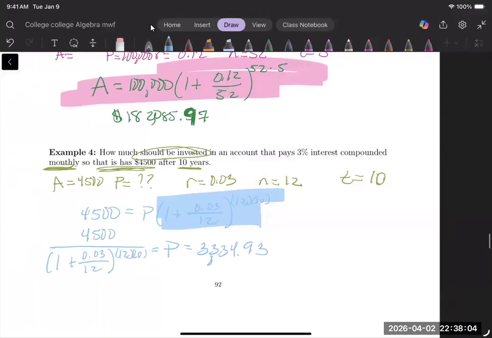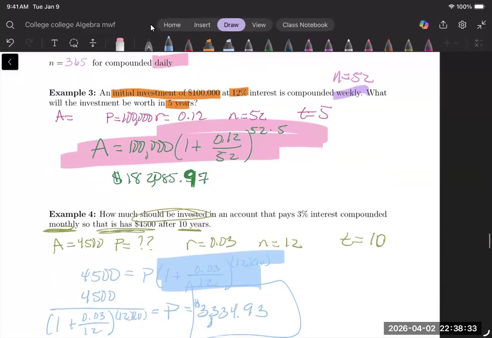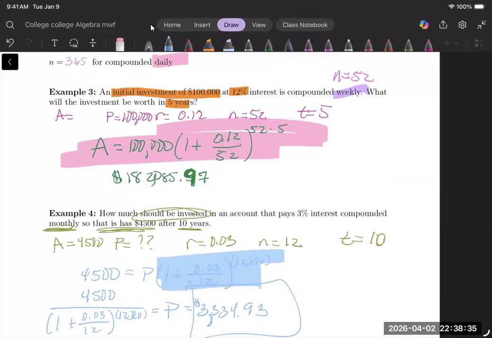333,493. Okay. So we should deposit $3,334.93 into an account today so that in 10 years, oh boy, we can get like less than $200. That is because 3% interest is not a ton and compounding monthly is not a lot. Again, because of the difference between 12% and 12% with a weekly compound.